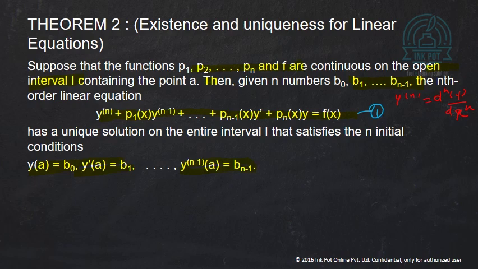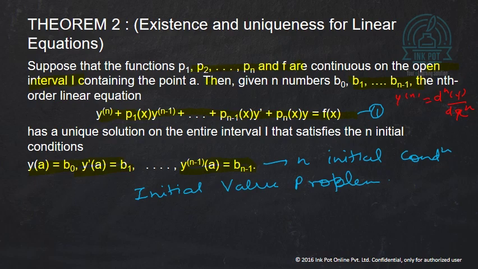So basically this theorem says that the initial value problem that consists of this equation, let's say equation 1, along with the initial conditions, these together make the initial value problem. So according to the theorem, this initial value problem has a unique solution on the interval I where the coefficient functions and the function on the right hand side, that is f(x), are continuous.